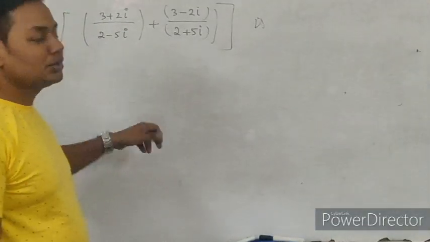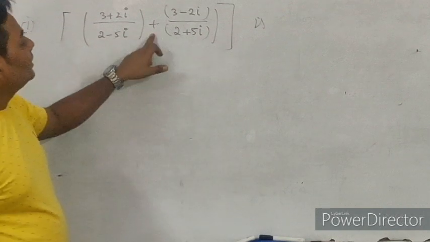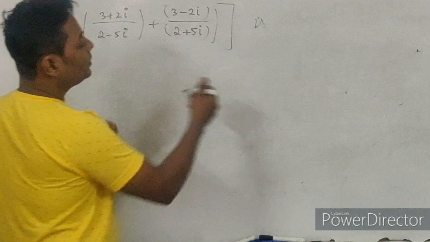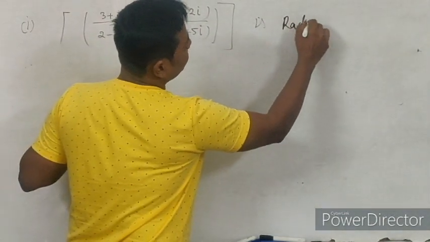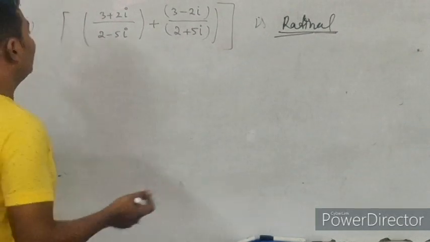So let's take a new question. (3 + 2i) upon (2 − 5i) plus (3 − 2i) upon (2 + 5i). ये प्रूव करना है कि क्या ये रेशनल है. So let's see, देखते हैं क्या है.